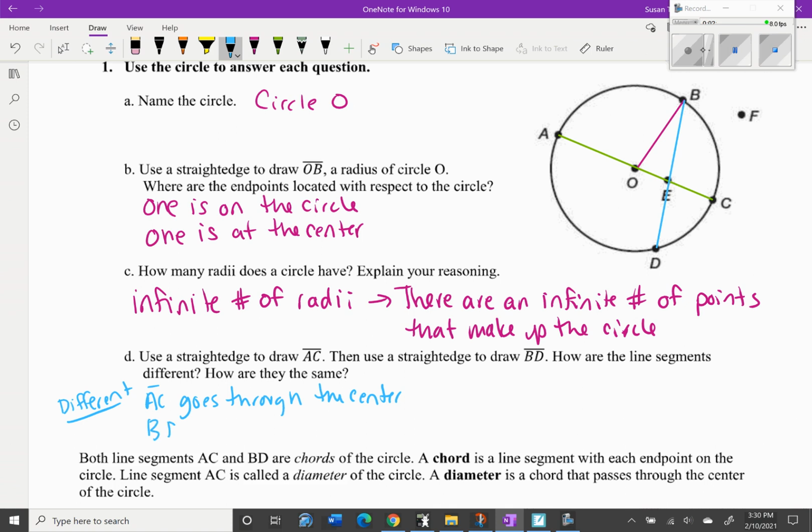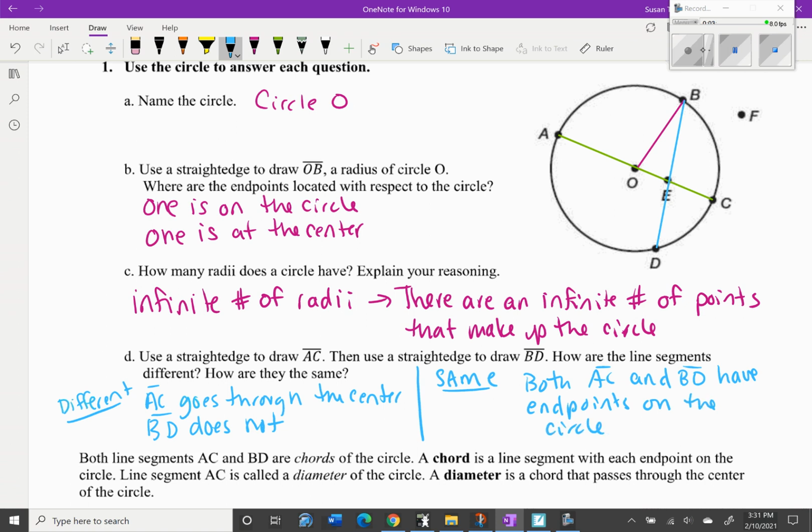and BD does not. And then how are they the same? You can see that both AC and BD have endpoints on the circle. So both line segments, AC and BD, are called chords of a circle.